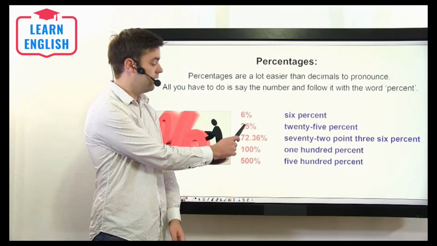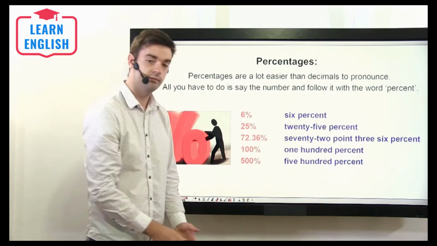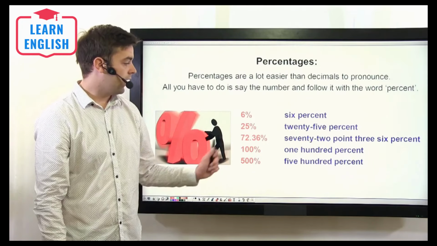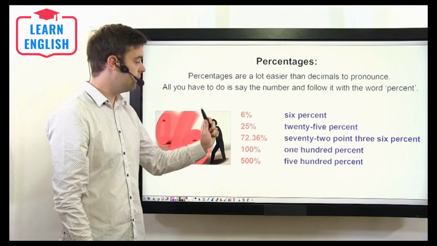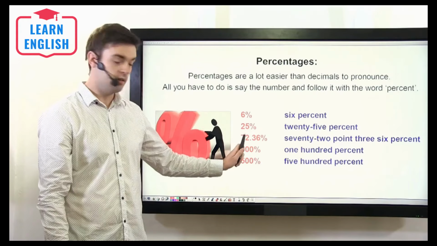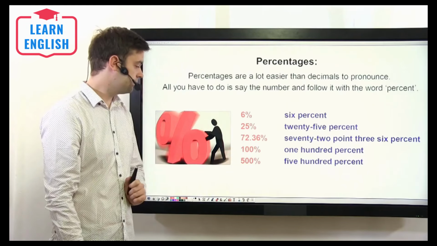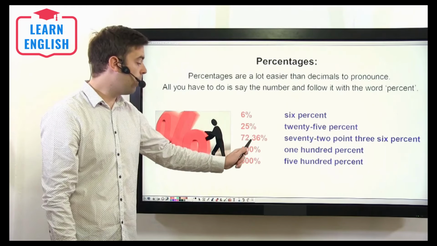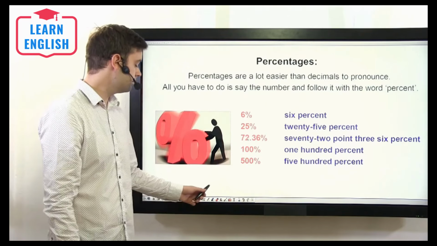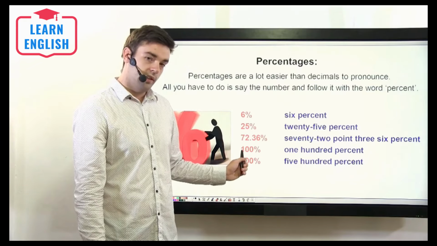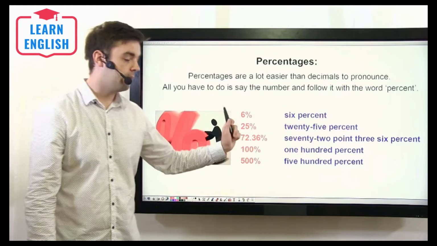Number 25, so 25%. 25%. Here, bit harder. Remember the rules from decimal point. So we have 72.36%. 72.36%. This one, 100%. 100%.